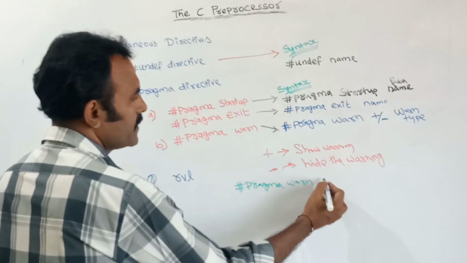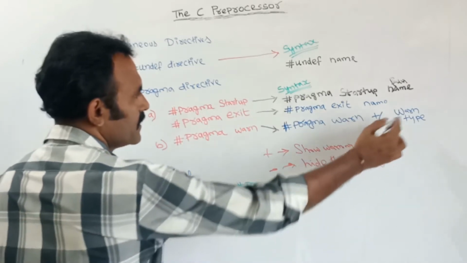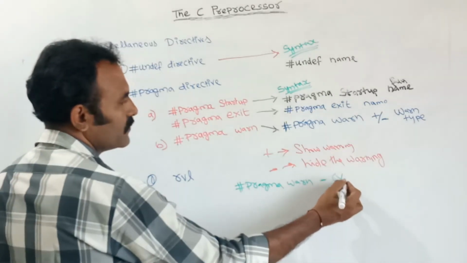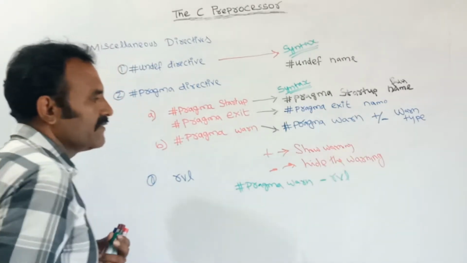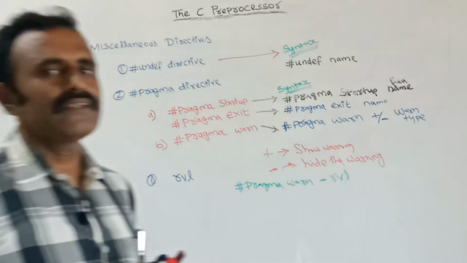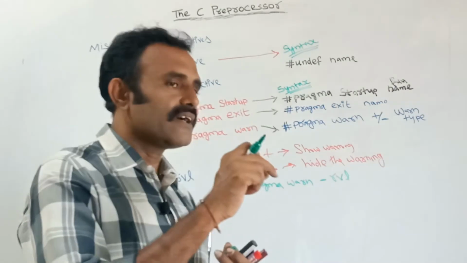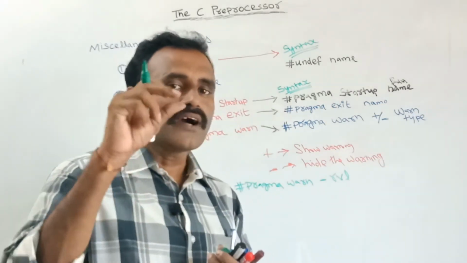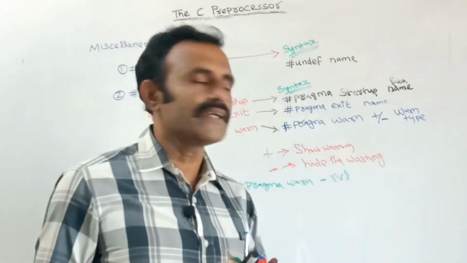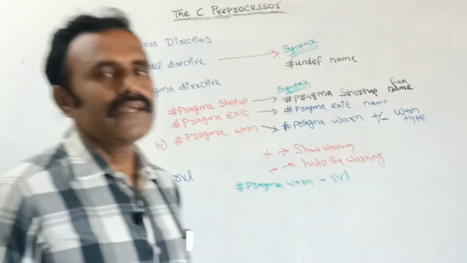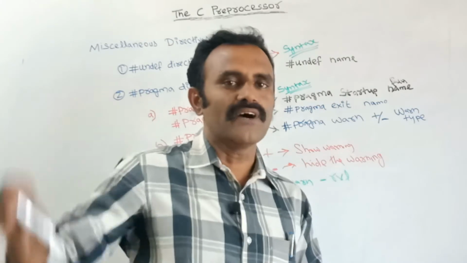Next, to hide the warning, I should use minus. Next, warning type, this one RVL, no return value. Suppose without returning the value, if I am creating a function, then the compiler will give me the warning. In that case, if I want to hide such kind of warning, then I can use it like this. If I use it like this, then the compiler will not show me the warning.